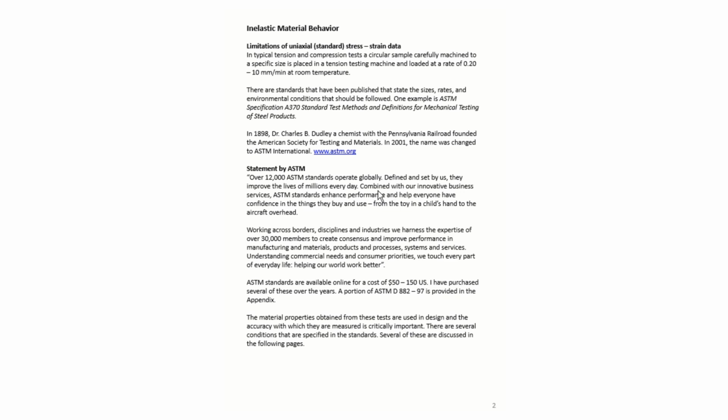They state that it's combined with our innovative business services. ASTM standards enhance performance and help everyone have confidence in the things they buy and use, from the toy of a child to the aircraft overhead bins. So there is an extremely large range of ASTM standards.